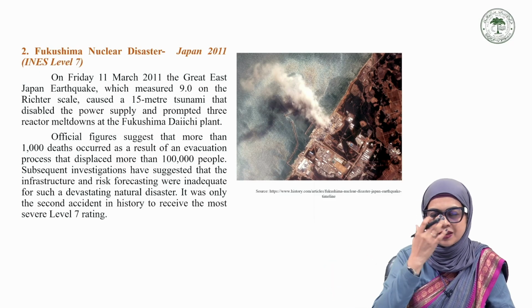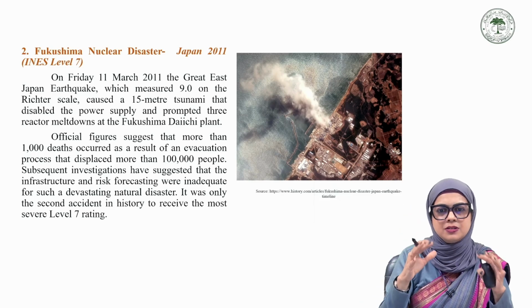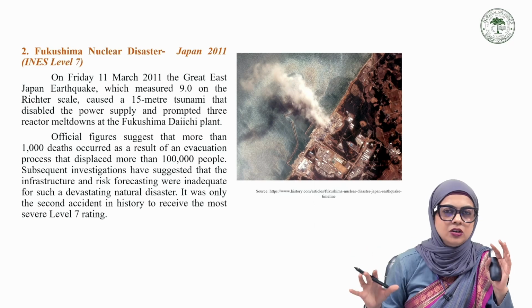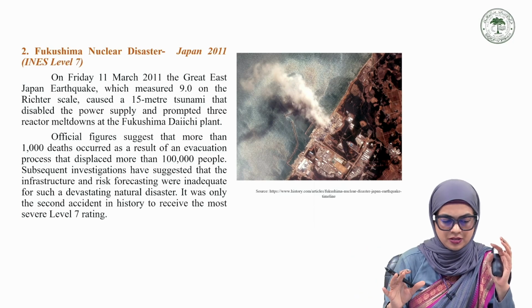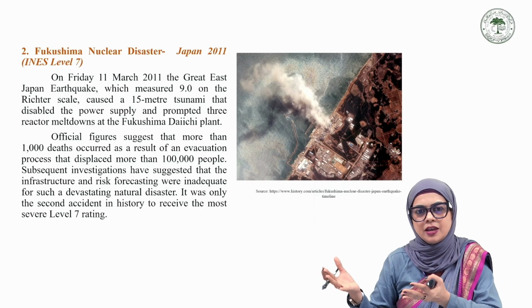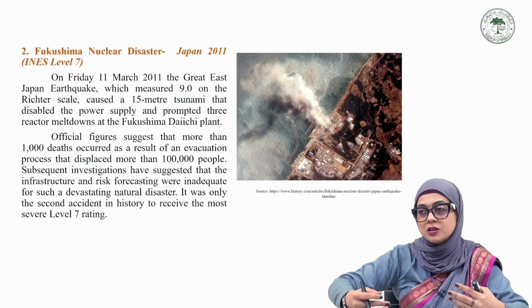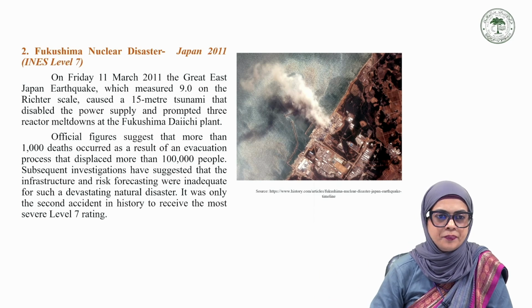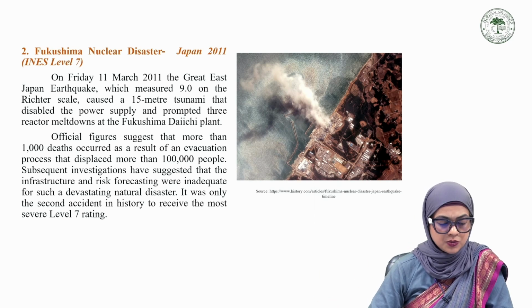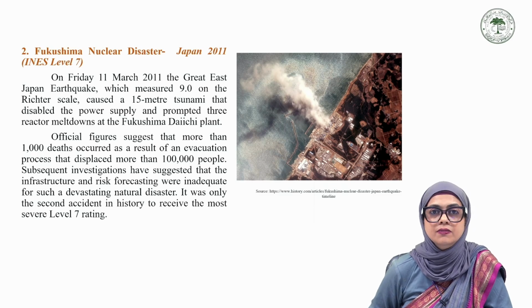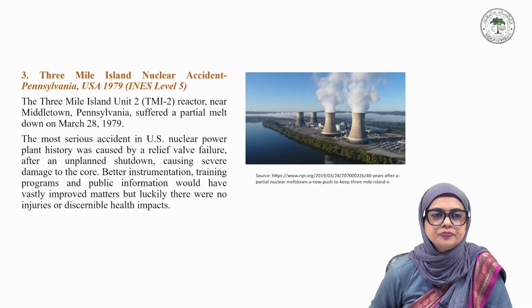So you see that if the fallout results, it disturbs the entire ecology, the entire ecosystem, and anything can trigger it. The nuclear reactor is there, even though it had flood walls, but when that tsunami came, it was totally devastating. So this was the second accident in history to receive the most severe level 7 rating.